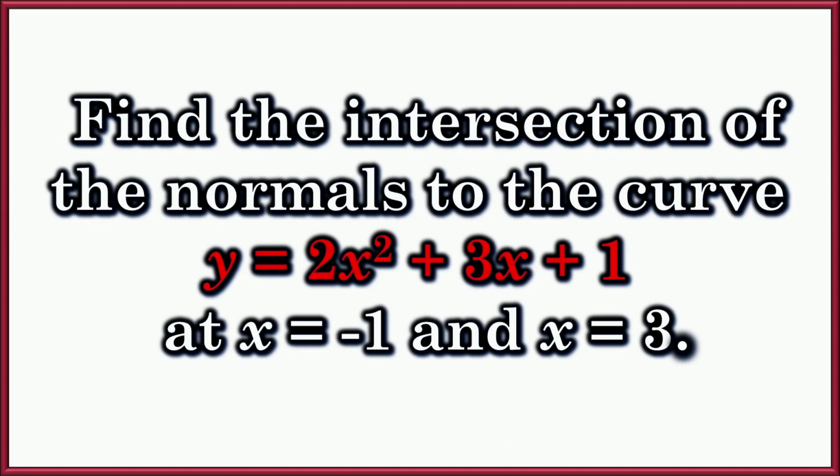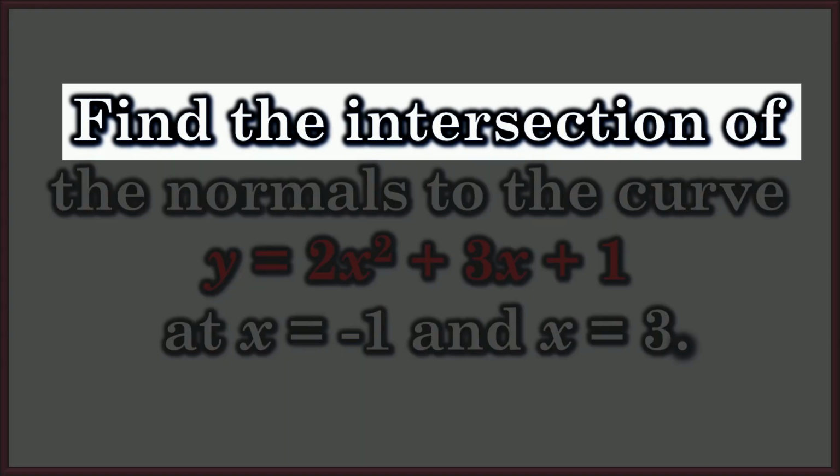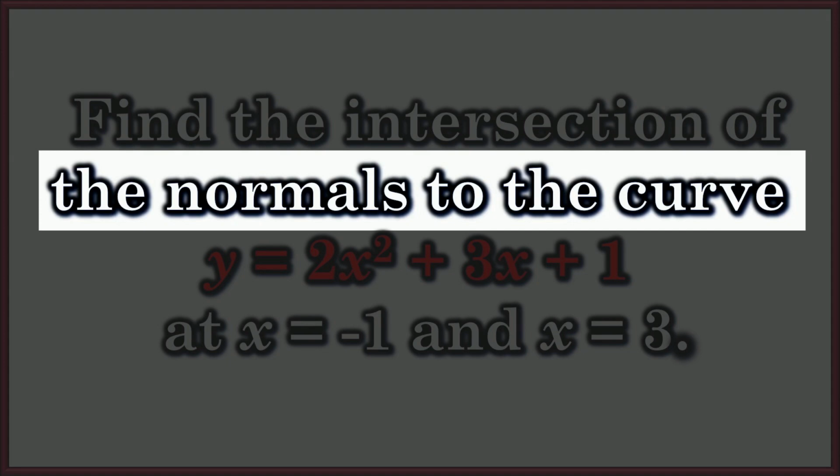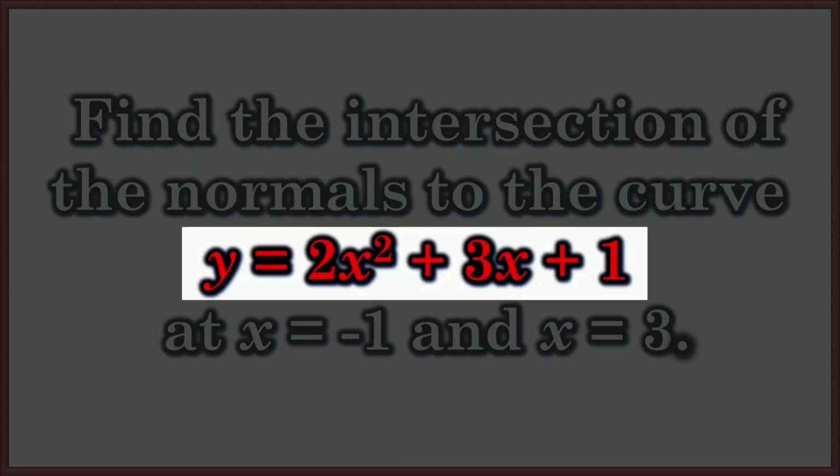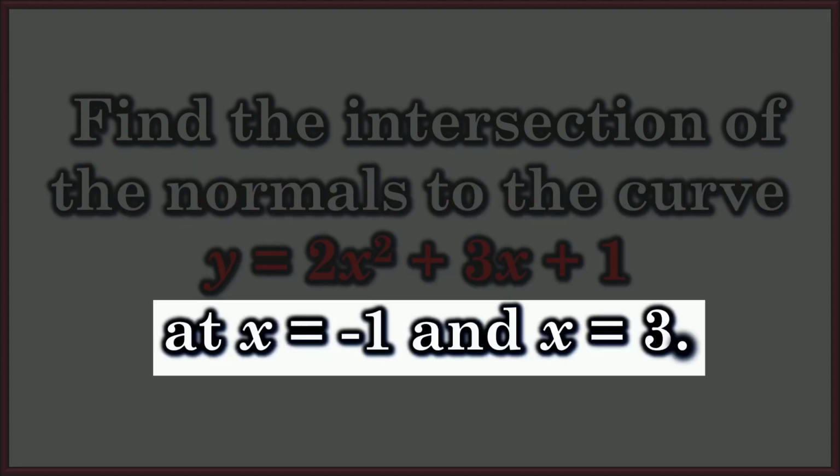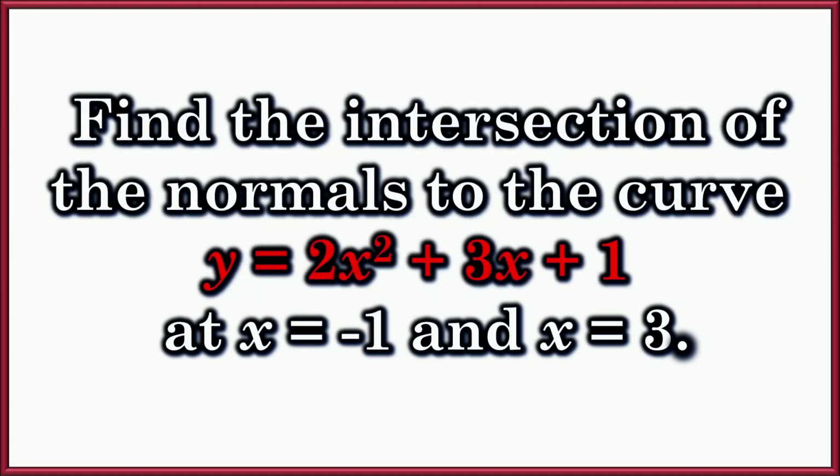I'm glad you're here. Hey, I've got a calculus problem here that I think is pretty fun. It's kind of cool. Here's what the instructions say. They say to find the intersection of the normals to the curve y equals 2x squared plus 3x plus 1, at the values of x equals -1 and x equals 3. So why don't you go ahead and take a crack at that on your own. See if you can figure this one out.